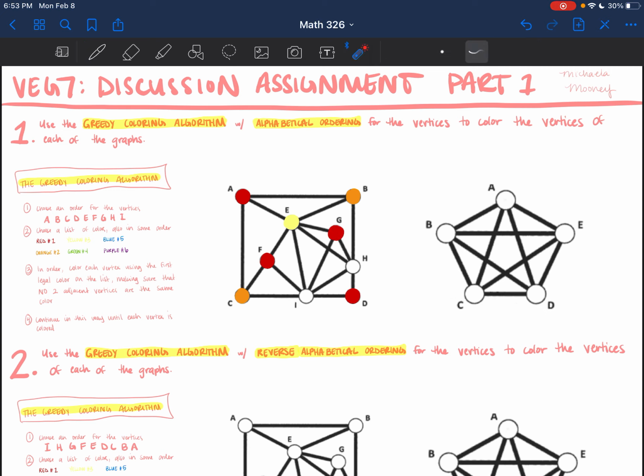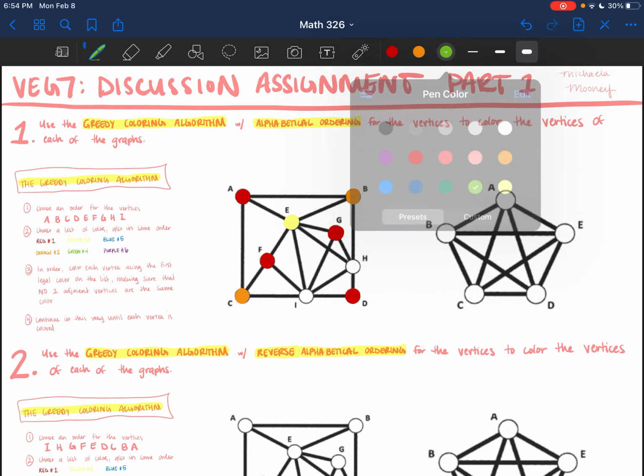After G, we move on to H, and H is touching G, B, D, E, and I. And so, if we look, it is touching B, which is orange, G, which is red, and E, which is yellow. So that means all of those colors are not legal. So we're going to add another color, green, to our list. So H is going to be green.